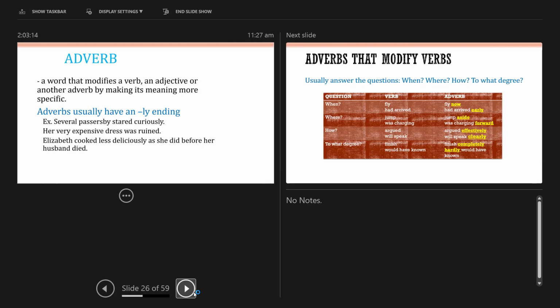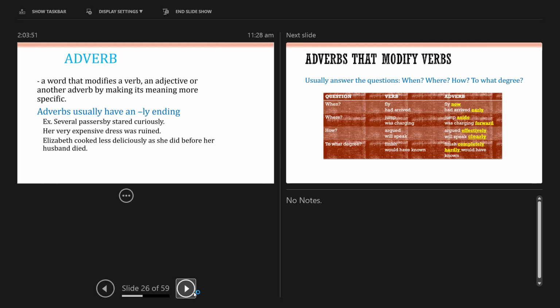Okay, so adverbs, a word that modifies a verb, an adjective, or another adverb by making its meaning more specific. An identification that a word is an adverb is that it ends with ly. Unfortunately, eventually, drastically, lahat ng may ly. Entirely, yes. I am entirely focused on you. Diba? Focused.